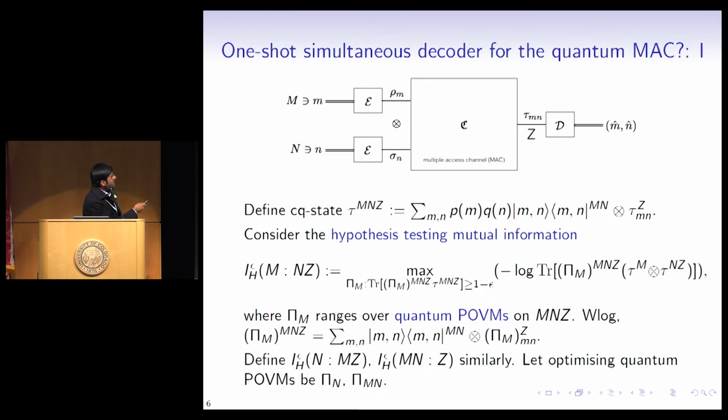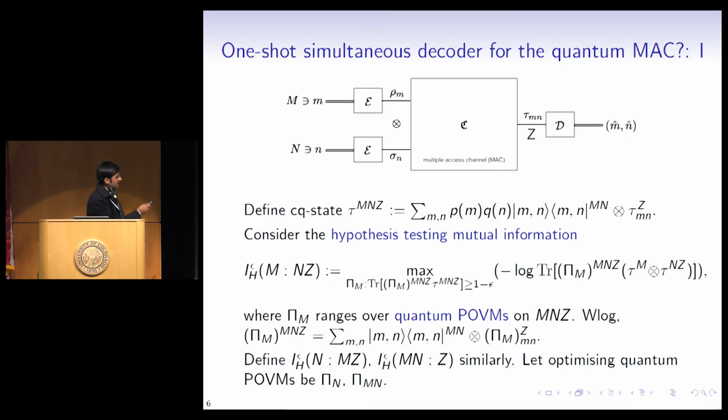Now, we'll consider the hypothesis testing mutual information. So this is the quantum analog of the classical hypothesis testing mutual information. This was defined by Wang and Renner. It is defined as follows. Again, maximize over all the quantum POVMs. So for this particular hypothesis testing mutual information, where the bipartition is between m and nz, just to recall, m and nz bipartition means that I can decode n correctly, but not the message m correctly.